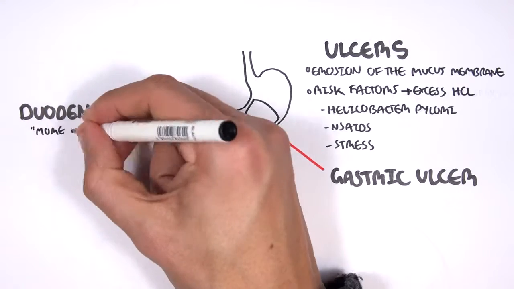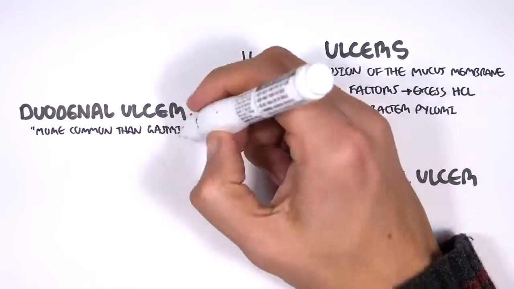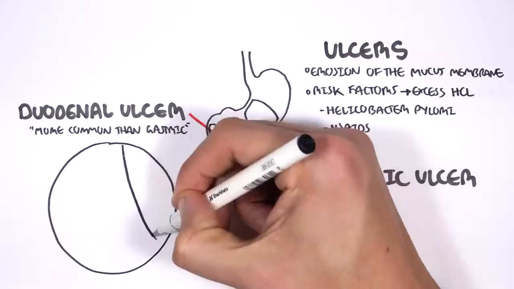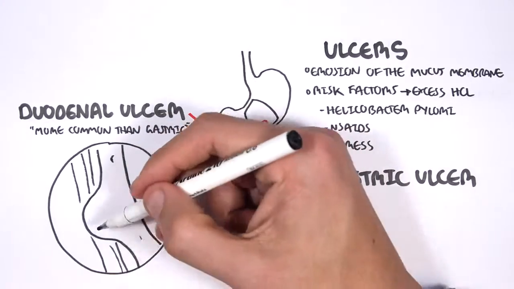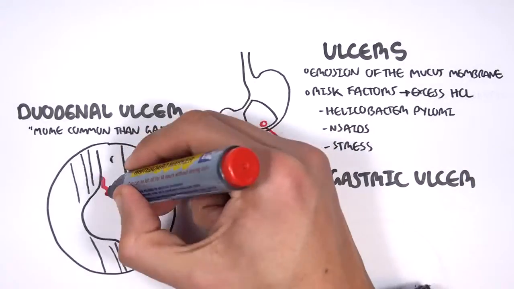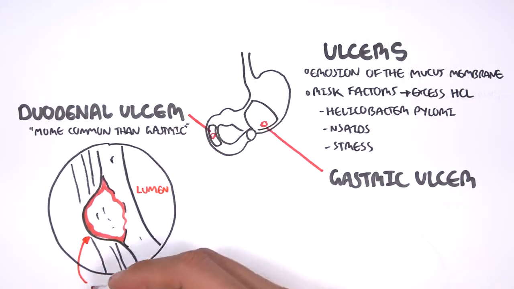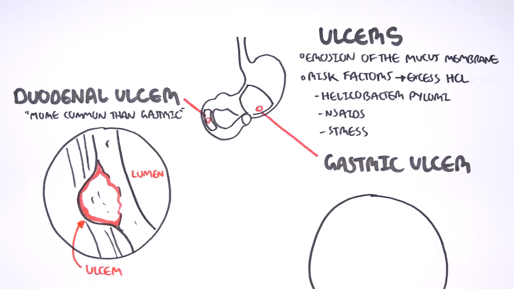So just looking at a duodenal ulcer here, it's more common than a gastric ulcer, by the way. So here I'm drawing the layers of the duodenum. Here's the lumen, and here we have an ulcer, which is an erosion that goes down through the mucosa, submucosa. Gastric ulcer, similar thing.